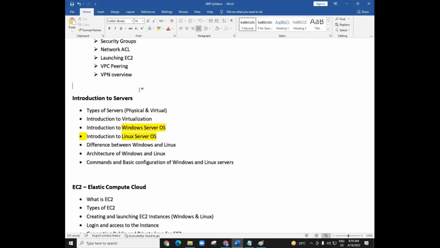So if you know the complete administration, then it is great for you. But at least you should know some basics, and whatever basics we need, we are covering those in our course.